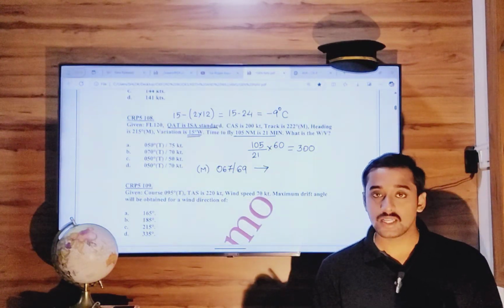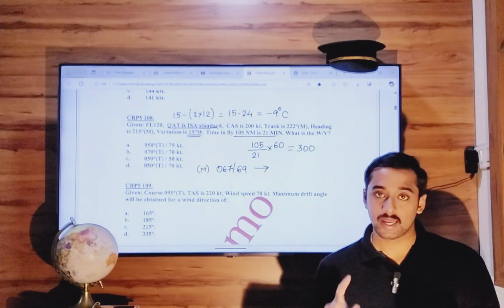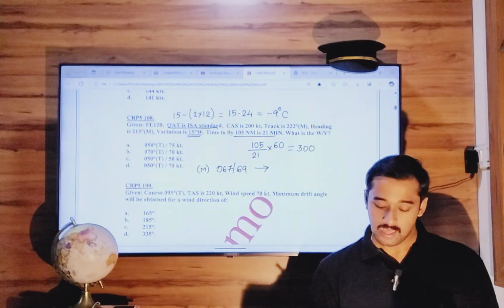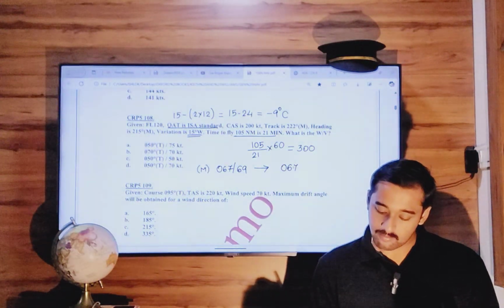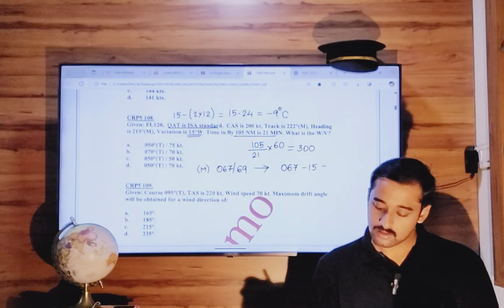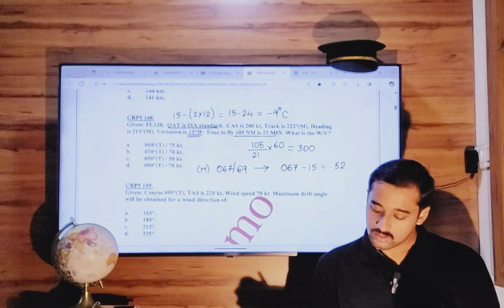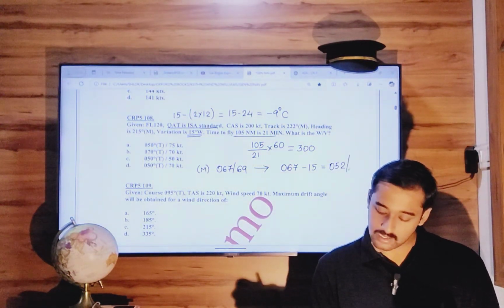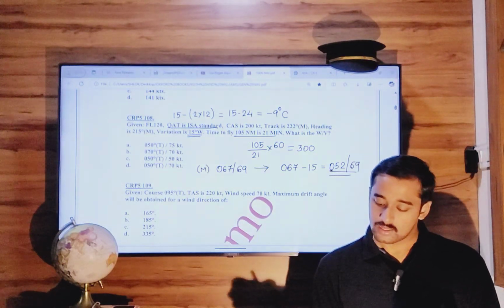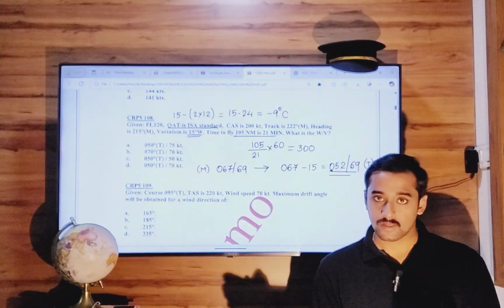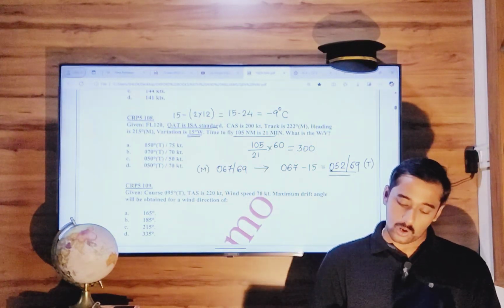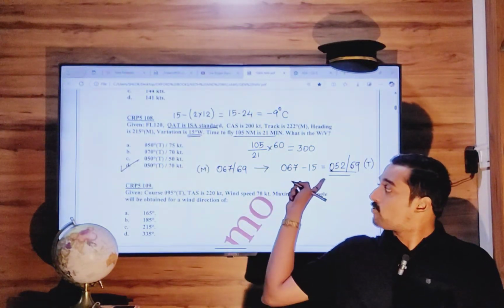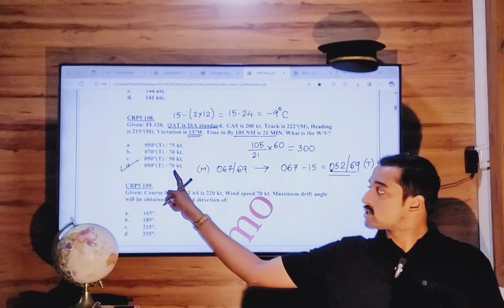So when variation is west, magnetic is west. Magnetic will be more than true. So true will be less than magnetic. So 067 minus variation. So 052 at 69 knots. This is in respect to true datum, true north. So correct answer here will be option delta. 052 at 69. So closest is delta.